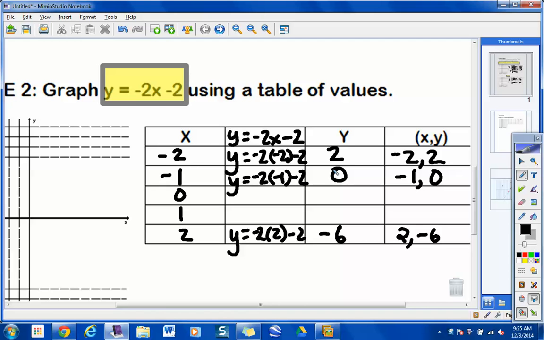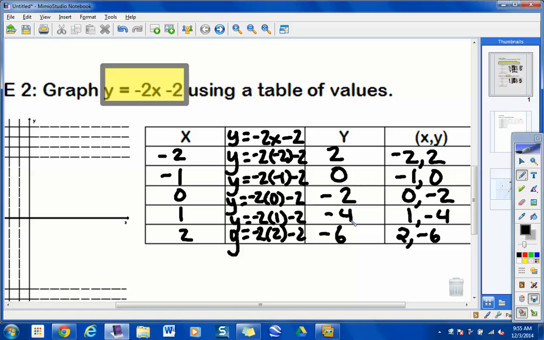Lauren, anybody in your row got the third one for 0? Yeah. What'd you get? I got -2. 0 comma -2. Good. All right, so again, y equals -2 times 0 minus 2. That product is 0, minus 2 more. I agree, -2. Savannah, anybody in your row got the last one? 1 comma -4. Very good. All right, so again, plug in 1. y equals -2 times 1 minus 2, which is -4. I totally agree.